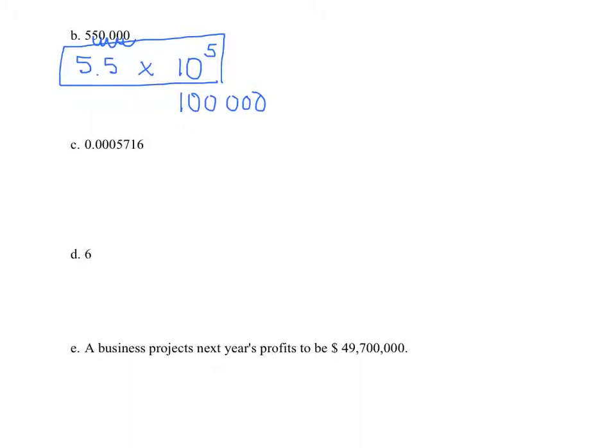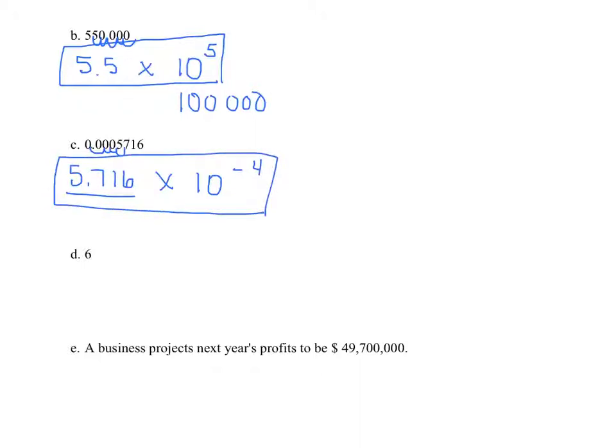Okay, next. Now let's take a look at this tiny number. Well, I'm going to make this a number between 1 and 10, so I'm going to put it pretty much between the first 2 non-zero digits. And what I need to do is make this number smaller. So it has to be a negative exponent. So how many did I move the decimal? 1, 2, 3, 4. So 10 to the -4. And I think about it like that.